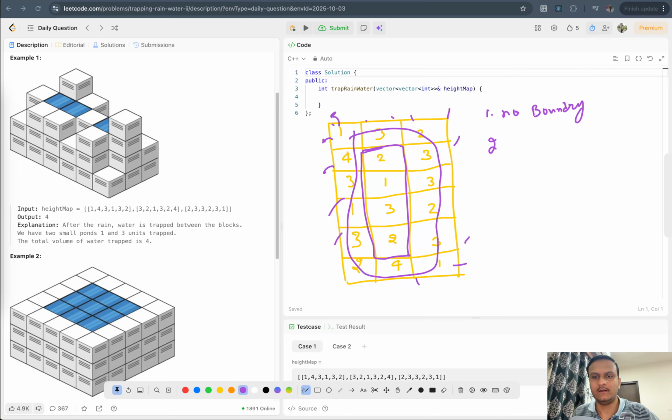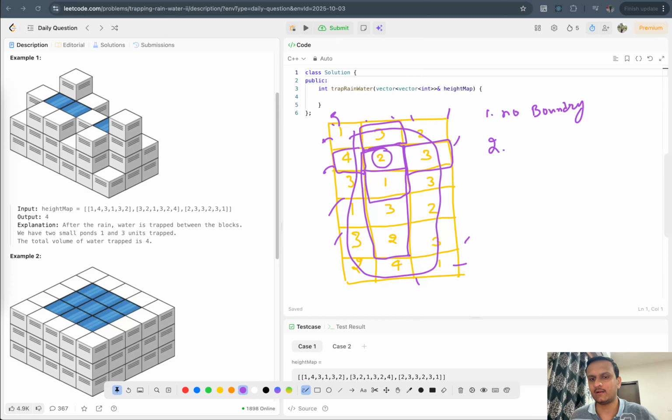Okay, and what observation can we make? How much water can we trap at one cell? Let's say this is cell number 2. How much water can we trap? Its maximum height here is 4, the adjacent heights are 3, 3, and 1. So there are 4 heights. How much water can we trap?